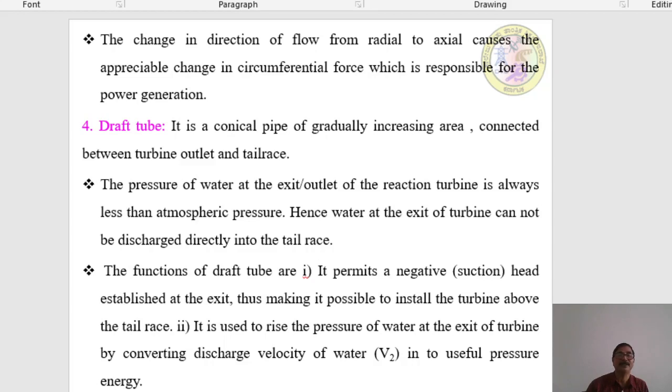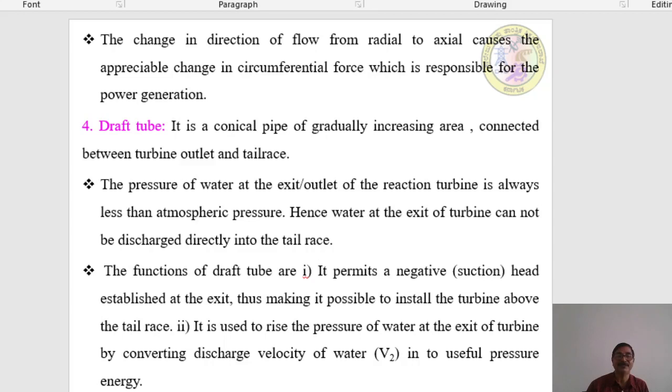The last part is the draft tube. It is a conical pipe of gradually increasing area connected between the turbine exit and the tail race. So the pressure of water at the exit or outlet of the reaction turbine is always less than the atmospheric pressure. Hence, water at the exit of the turbine cannot be discharged directly into the tail race. Therefore, to discharge that low pressure water into the tail race, we are using the draft tube.